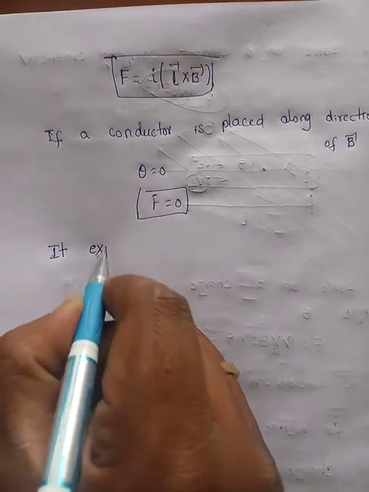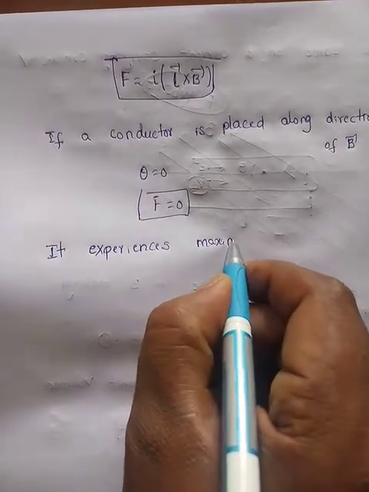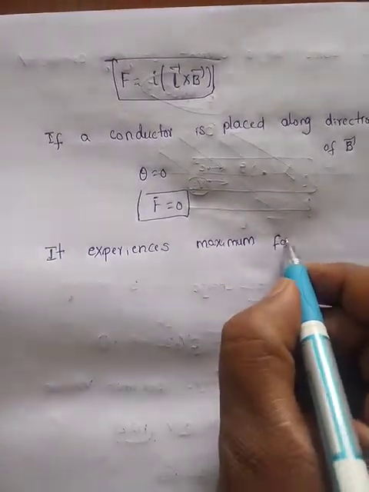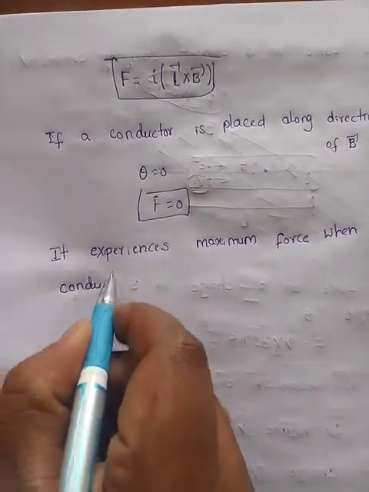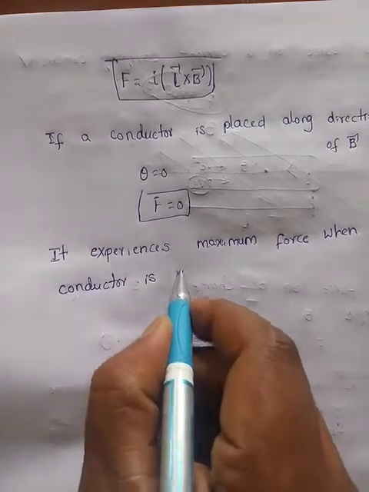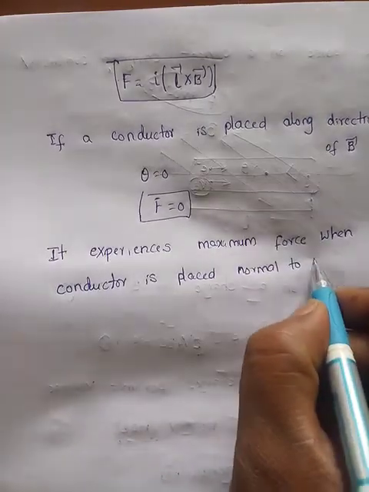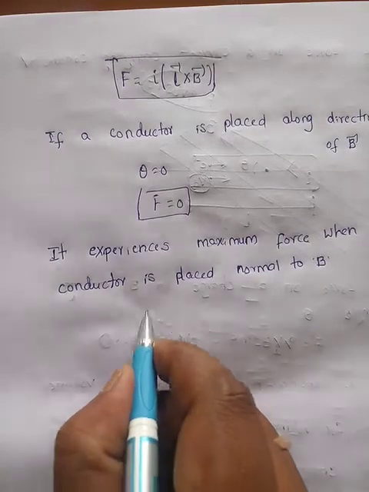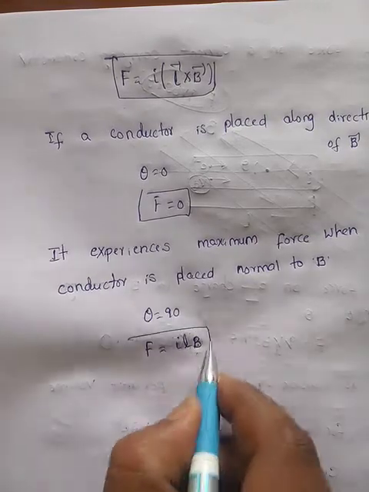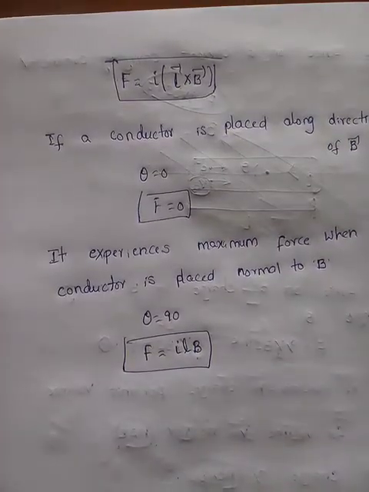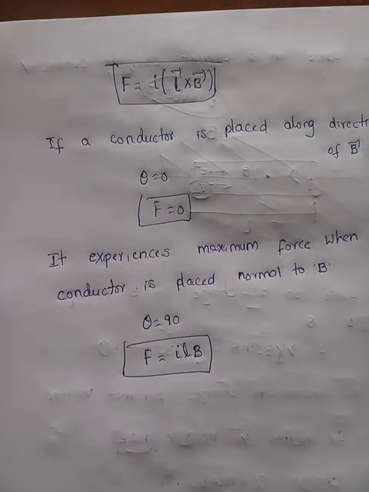It experiences maximum force when? It experiences maximum force when the conductor is placed how? Normal to the magnetic field. When the conductor is placed normal to the magnetic field, it experiences maximum force because theta is equal to 90, F is equal to I L B. So the force on a current carrying conductor is I L B sin theta, whereas on a charge it is QVB sin theta. So these two formulas are very important.